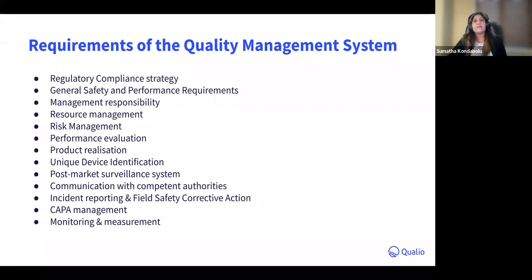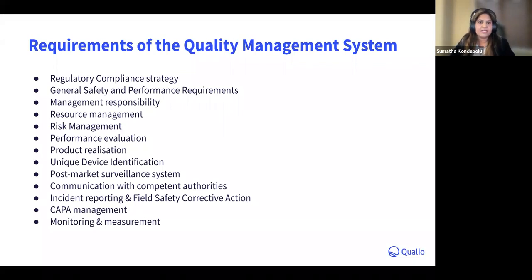When it comes to the management responsibility, you can make sure that it is in compliance with the 13485 requirements for Clause 5, management responsibility. So whatever has been defined in 13485, you will be able to implement that.